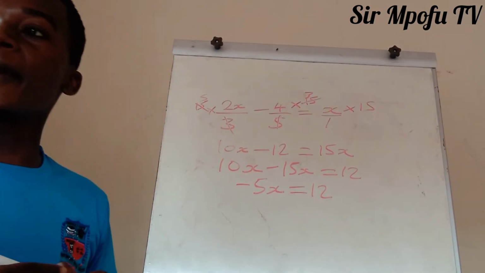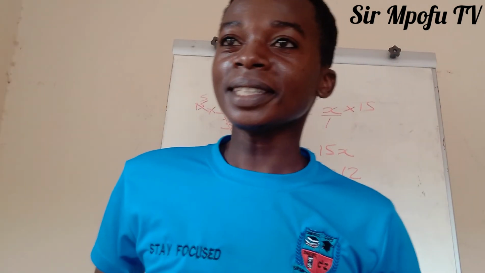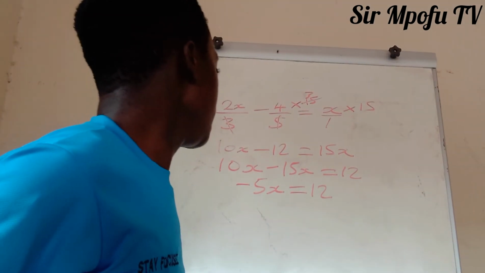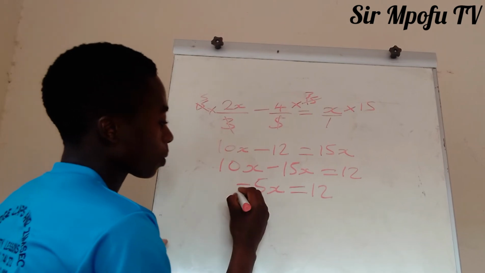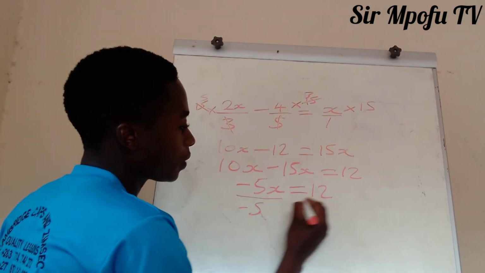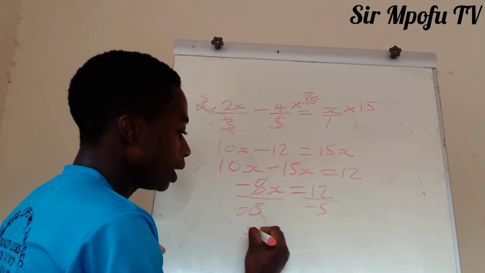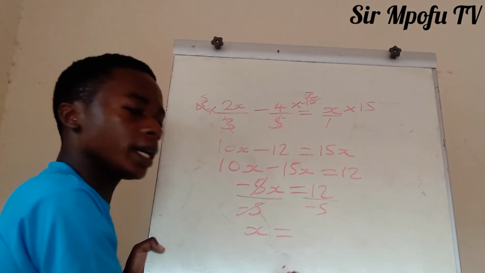Then what is the next step? We divide both sides by negative 5. So we divide here by negative 5 and here by negative 5. Then our answer will be x is equal to 12 divided by negative 5.